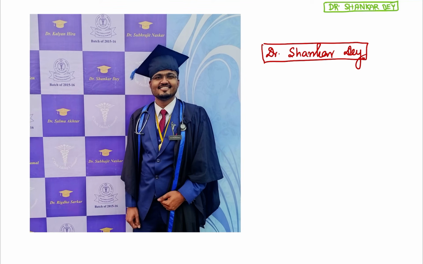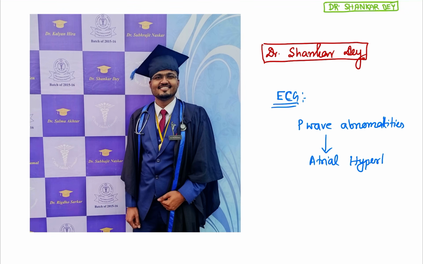In the next class of ECG, we are going to discuss changes in the P wave. In today's class, we have discussed changes in the QRS complex. In the next class, we are going to discuss P wave abnormalities because of atrial hypertrophy. So, in the next class, we will discuss right atrial hypertrophy and left atrial hypertrophy and their changes in the P wave of ECG.